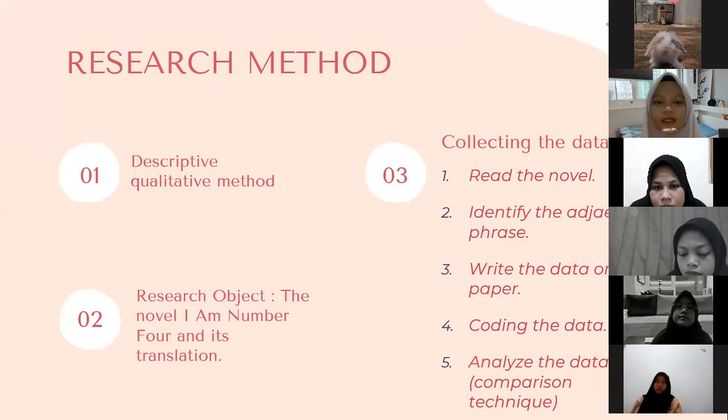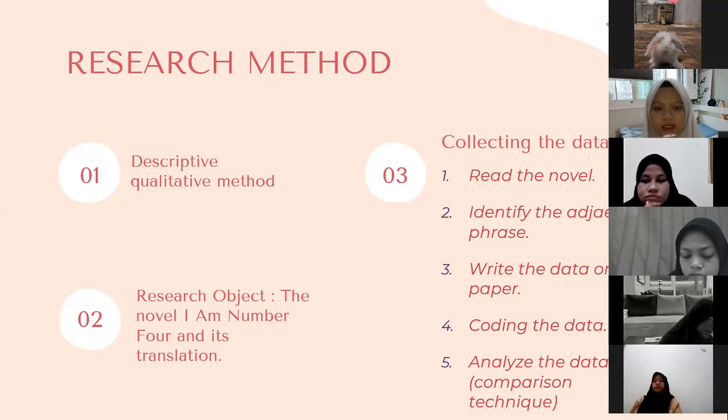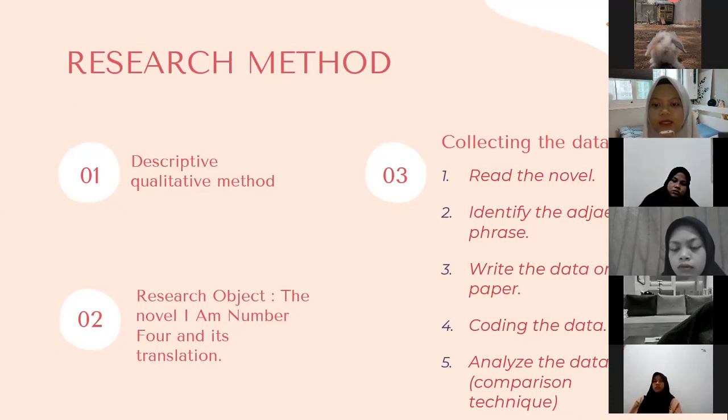The next is the research method. The author uses the descriptive qualitative method, and the research object is the novel I Am Number 4 and its translations. The author collected the data in several steps. The first is reading the novel. The second, identifying the adjective phrases. The third is writing the data on paper. The fourth is coding the data, and the last is analyzing the data with the comparison technique.